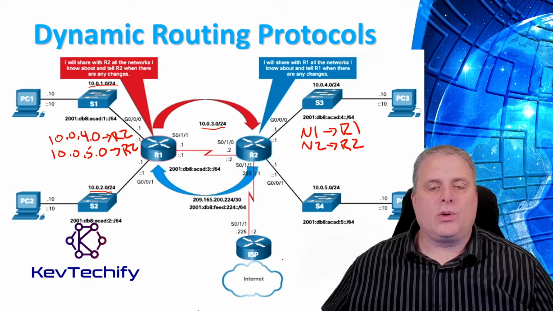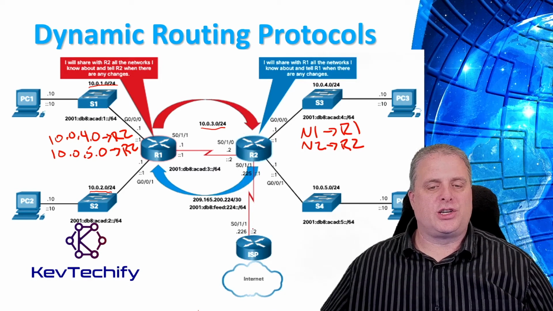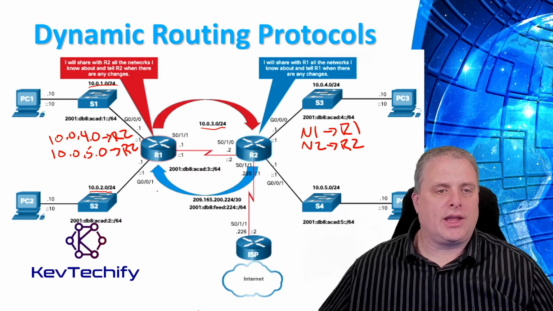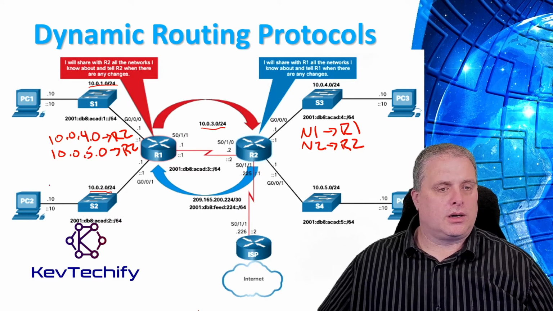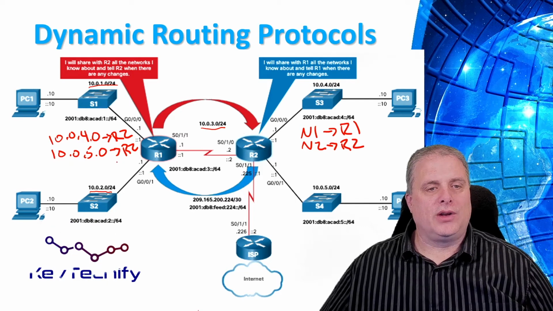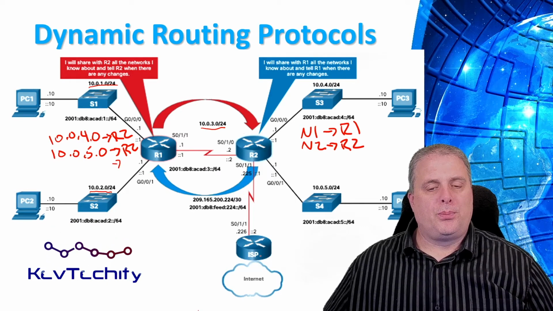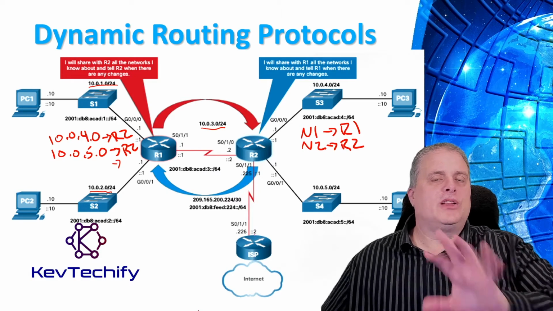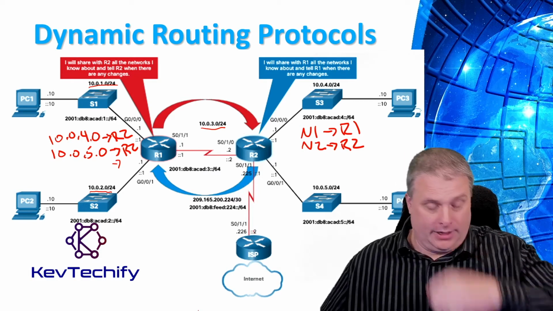Now, some of you are going to say, well, we have this other network coming off of R2, which is for our internet service provider. Yes, technically R2 would share that with R1. R1 would learn how to get there. But for our example, this is the ISP, and we handle the ISP a little bit differently. We'll get to that in a second here.